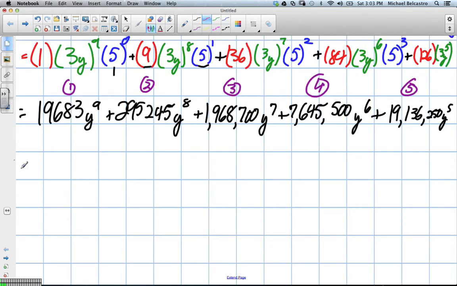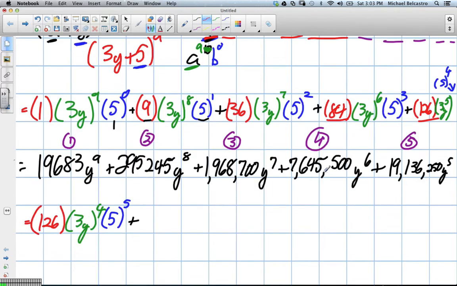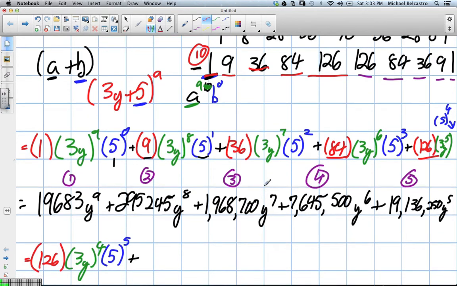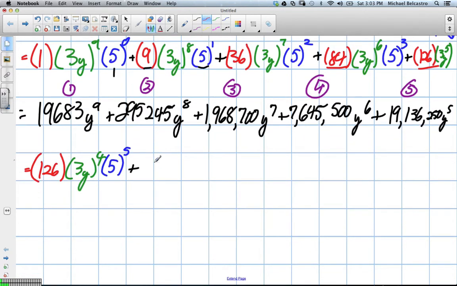Second half of our answer, our coefficient, we recall, is going to be 126. But in this case, A is going to be to the power of 4. So we're going to have 3y to the power of 4. And our B is going to be to the power of what? 5. That's right, because we always know the exponents have to add up to 9, right? Our next coefficient, we can kind of just work backwards. I can jump up to Pascal's triangle and look, but because it's symmetrical, I can kind of just look at what I had done beforehand.